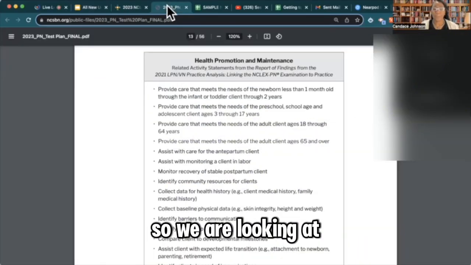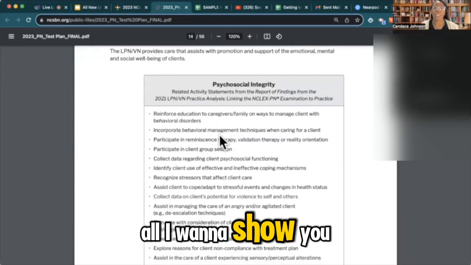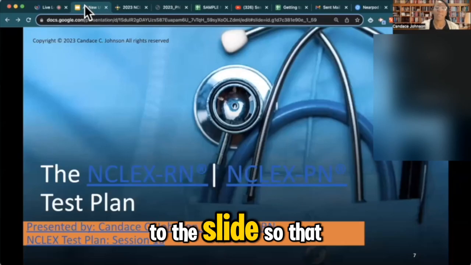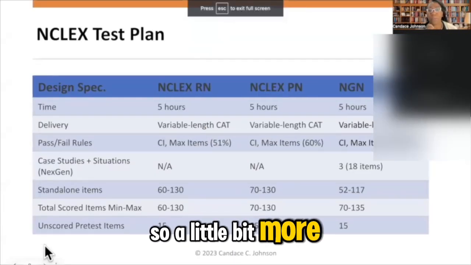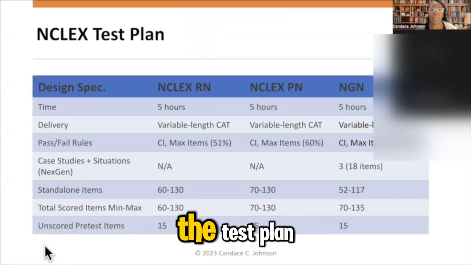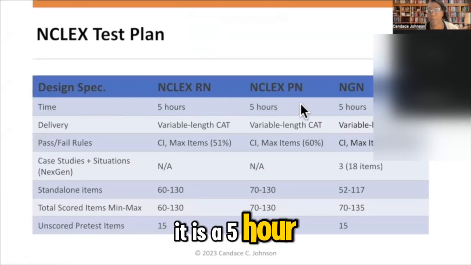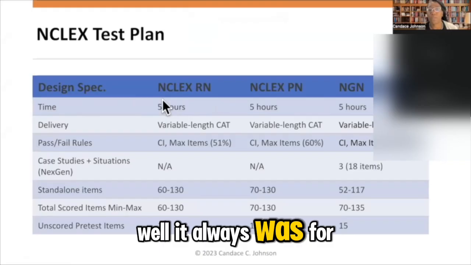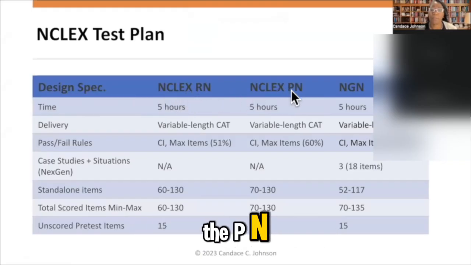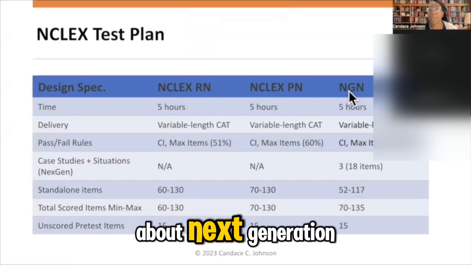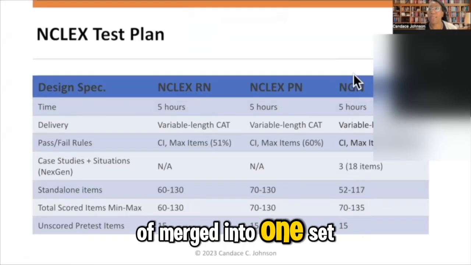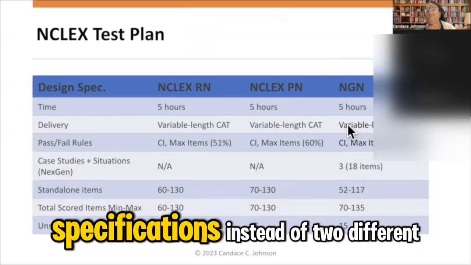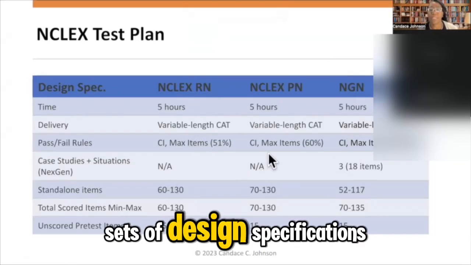All right, so we are looking at the publication here, and I think that's about all I want to show you, because I'm going to make our way back to the slide so that I can show you how these test plan issues come up later on. All right, so a little bit more specification on the design of the test plan. It is a 5-hour plan now for both. Well, it always was for both the RN and the PN. And I use this third category over here to talk about Next Generation NCLEX or NGN, because now they've been merged into one set of design specifications instead of 2 different sets of design specifications.